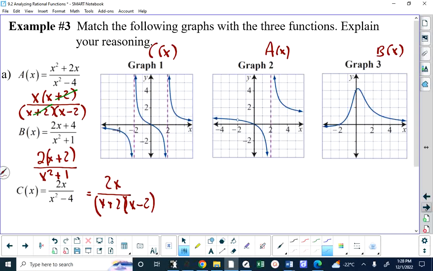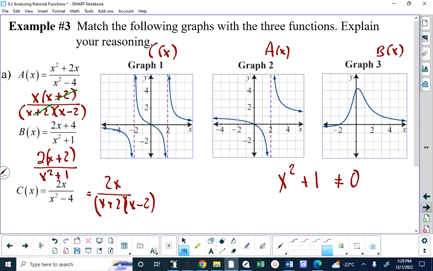Does anybody have any questions about example 3? Danielle, are you wondering something, or? So the reason that b of x is graph 3 is because x squared plus 1 isn't factorable? I'm going to explain that in more detail. It is true that it's non-factorable, but that's not why. It's that this has no solution.